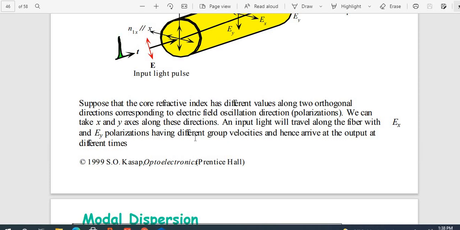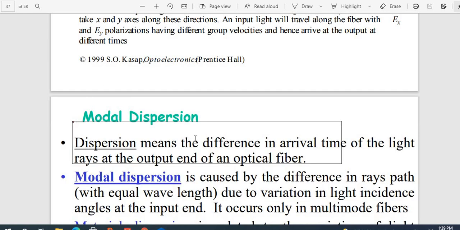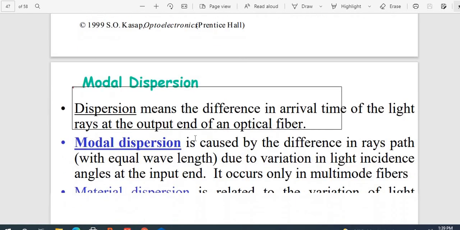Input light will travel along the fiber, right? Always, input light, where will it go? It will travel along the fiber. When it is traveling along the fiber, what happens at the output and what do we observe? An input light will travel along the fiber with EY polarization having different group velocities and hence arrive at the output at different times. So the time will differ, because of that the polarization will become more. Clear? So this is a reference of that.